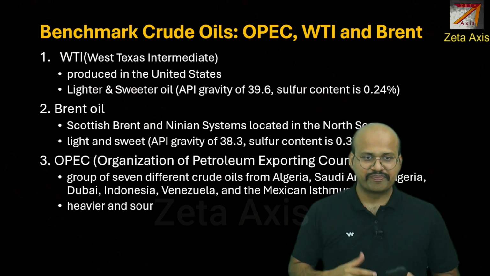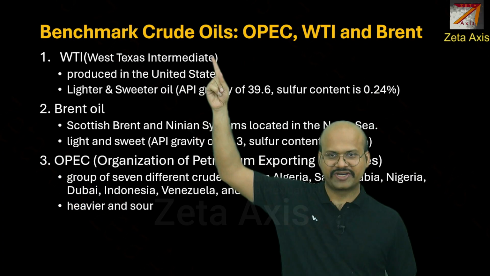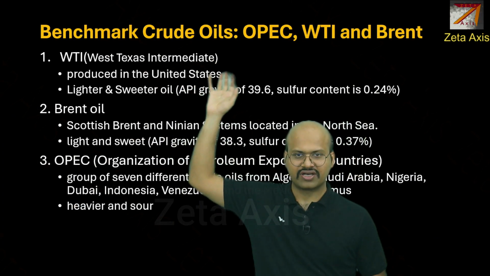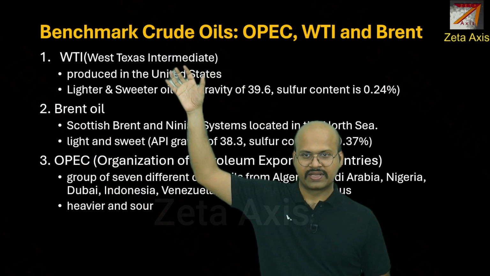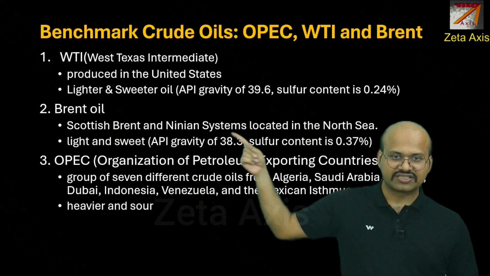Then there are certain benchmarkings of oils. So WTI, it is West Texas Intermediate, it is produced in the United States, and it is lighter and sweeter oil. This is the best quality of oil. Then we have Brent oil, that is produced from Scottish Brent and Ninian systems located in the North Sea.